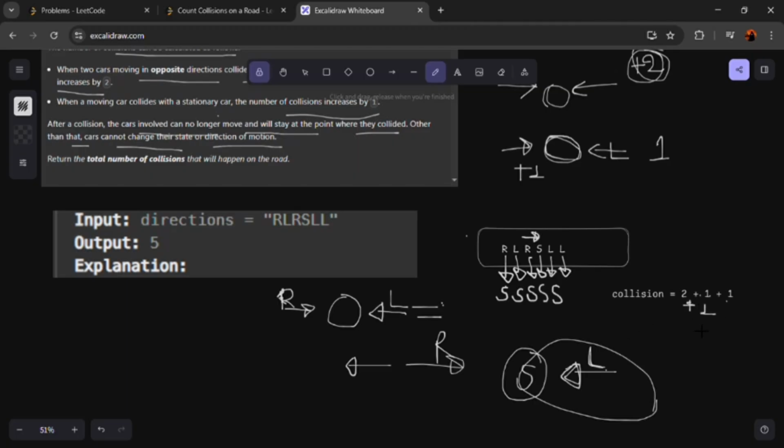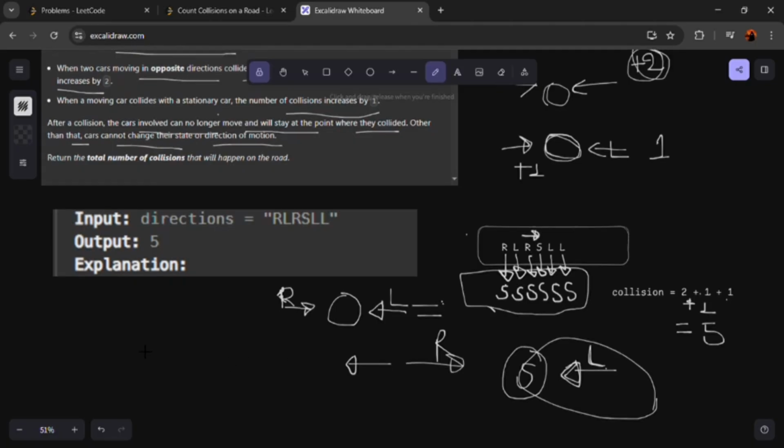So the total collision will be 5. Total number of collisions will be 5. So we have to return this answer 5. When this left car collides with the stationary car, it also becomes stationary. So all cars, after a collision, become stationary if there is a collision.